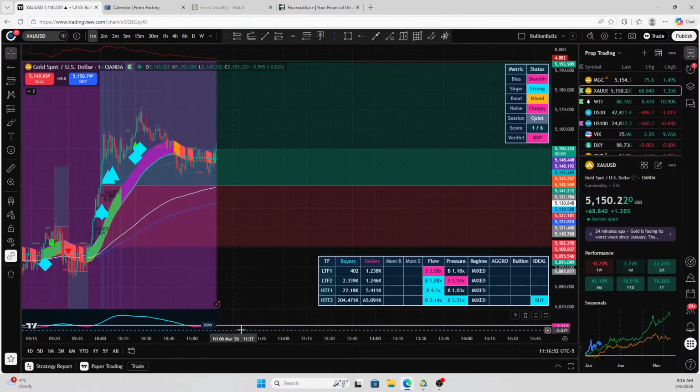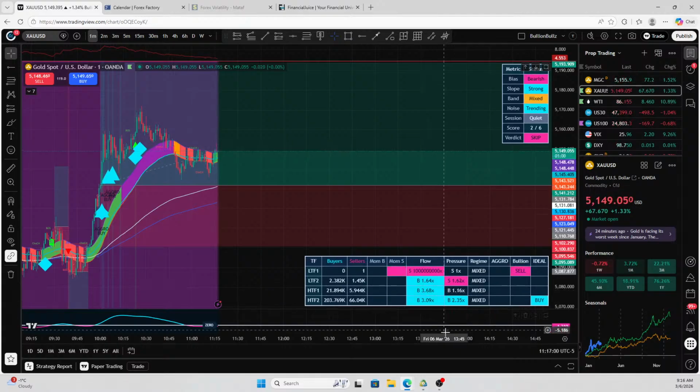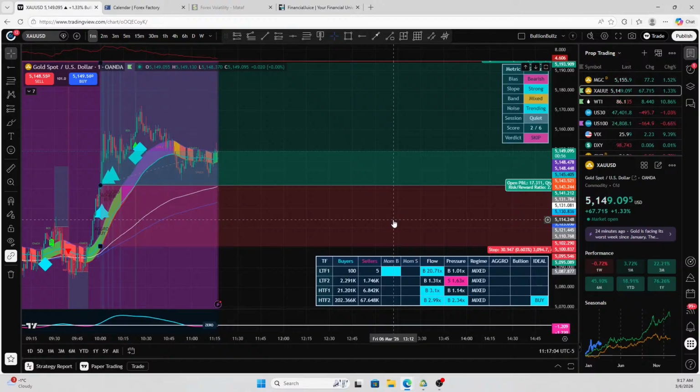Our Trendmaster indicator is utilizing this pressure system here. It's telling us, okay, pressure is at 2.3, which is above 2. So we're still holding our trade.